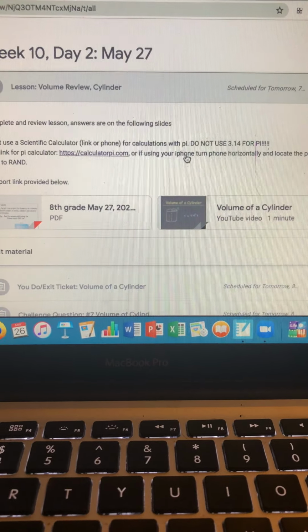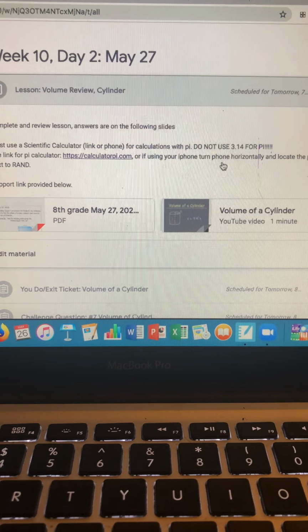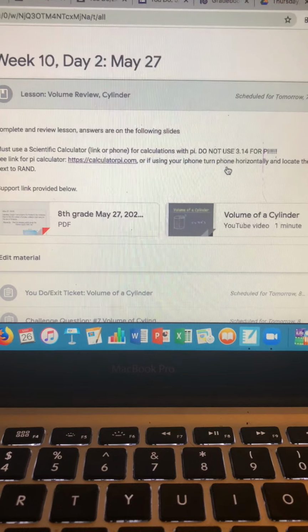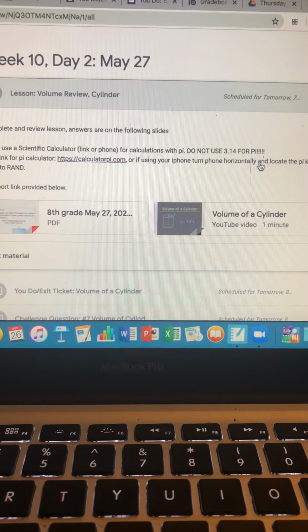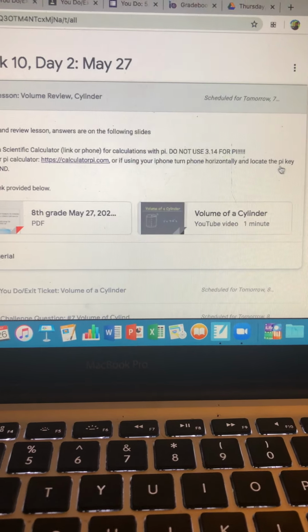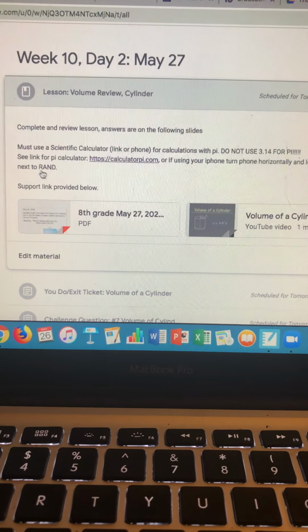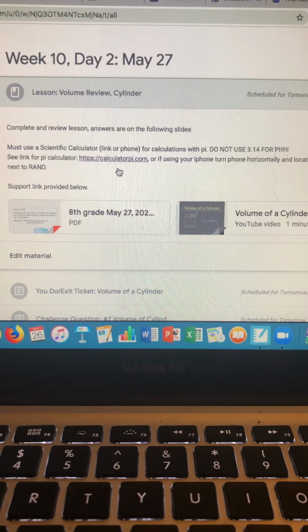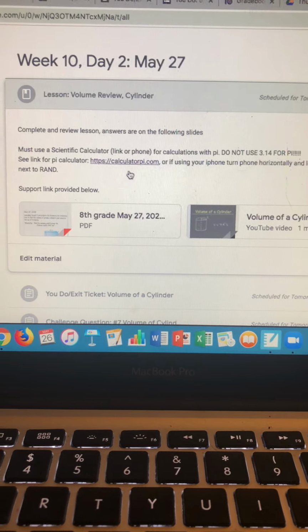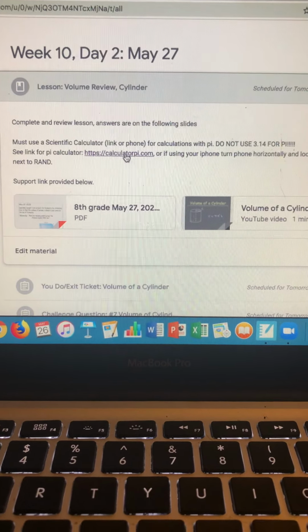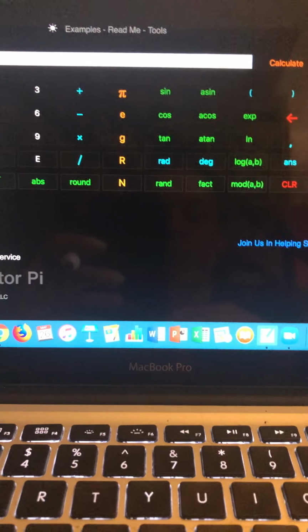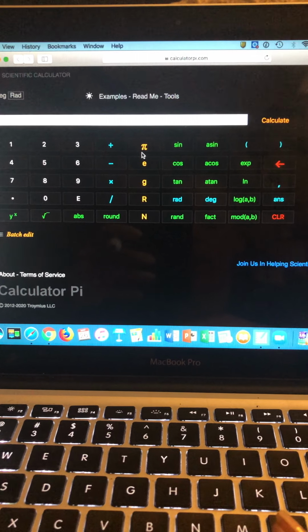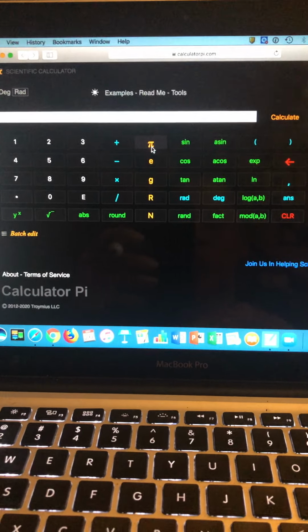If you have an iPhone and you turn it horizontally, long ways, you'll see there's a pi key right next to the key that says rand. It's close to the bottom. I can't show you because I'm using my phone to make the video. If you don't have an iPhone or can't find your pi key, you can click on this link and it will bring you to this pi calculator, and you'll see the pi is right here for you to use for your calculations.